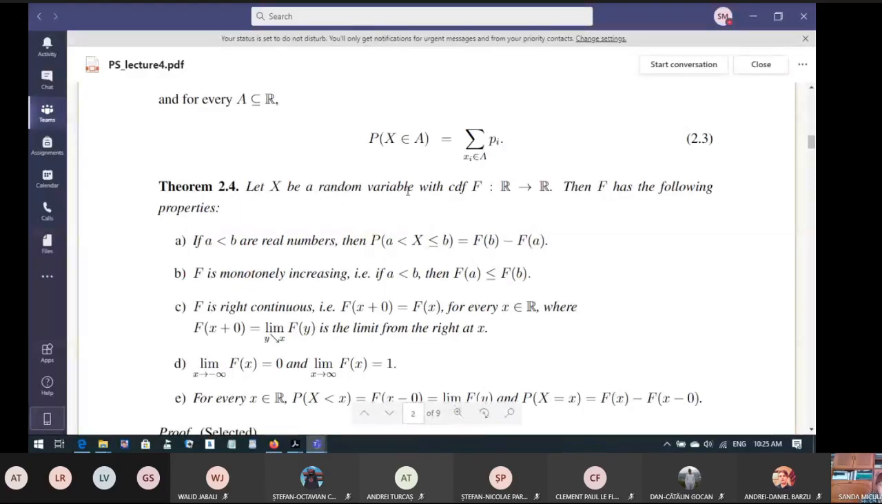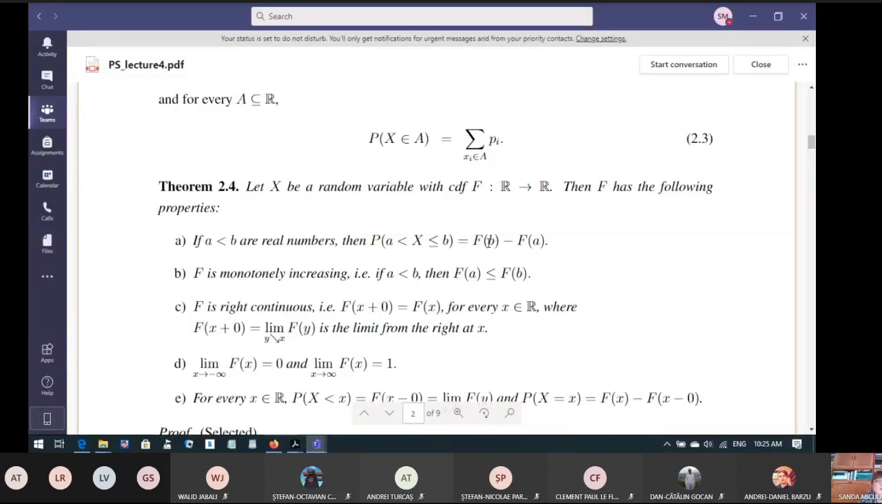So for any random variable, notice it doesn't say discrete, with CDF F, again, the definition of the CDF is the same for both cases, F has the following properties. So this is, like I said, a case of a subset of R. On the real line, an interval. In the discrete case, we have to be careful, again, what type of interval it is, where it is open, and where it is closed, okay?